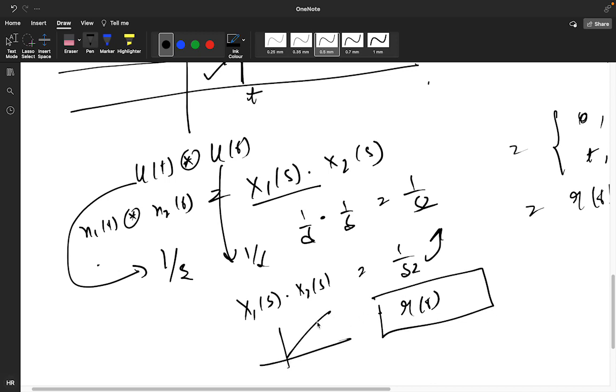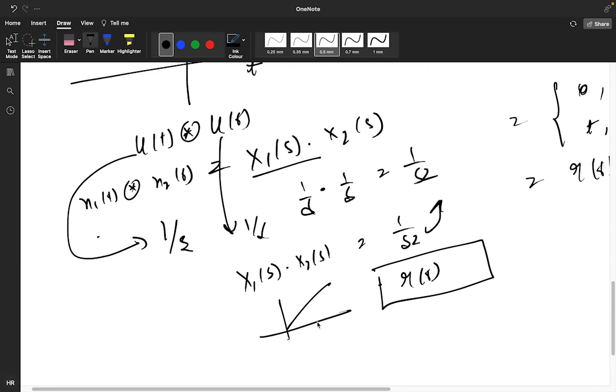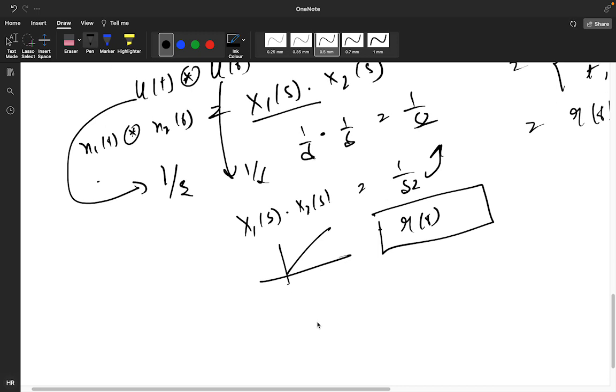I will teach you how to do the Laplace transform later, so don't get confused in this. This was one example of this. So this is the second method.